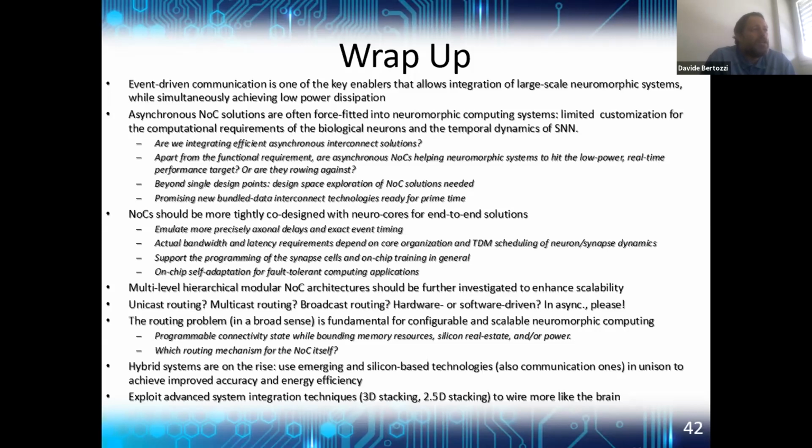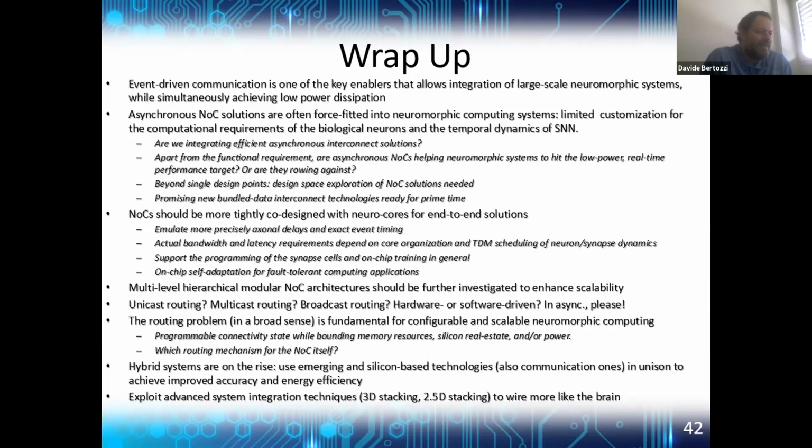Moreover, topology analysis for a neuromorphic system is not completed yet, because similar to the brain that has a hierarchical structure, neuromorphic systems have hierarchical structures. They go from clusters, of course, to computing tiles, to computing chips, to arrays of chips. Therefore, we need to come up with multi-level hierarchical modular NoC architectures, and they have to be further investigated for better scalability.